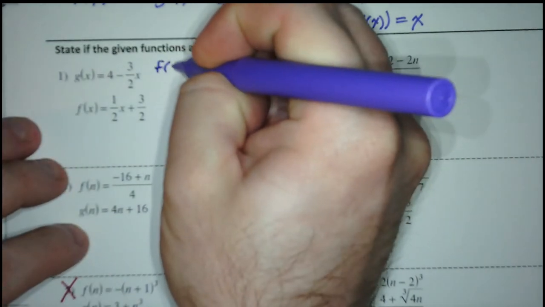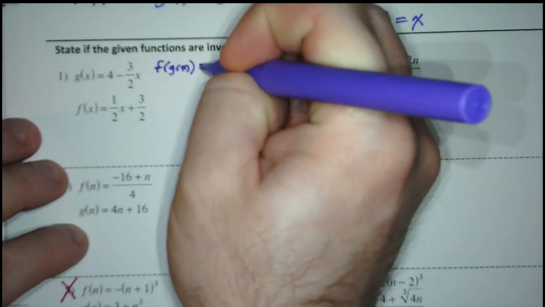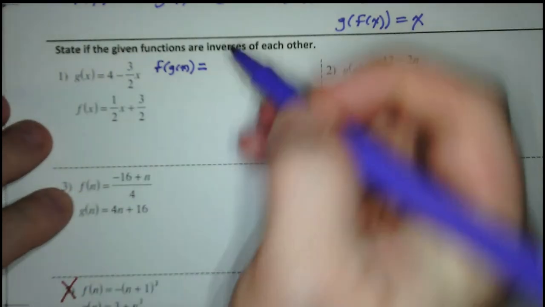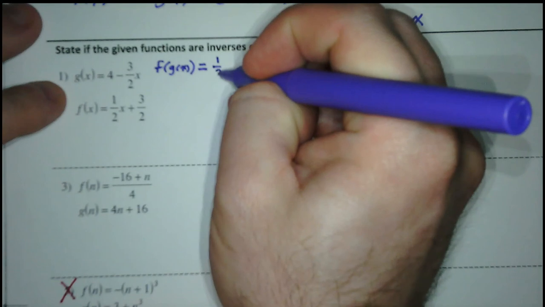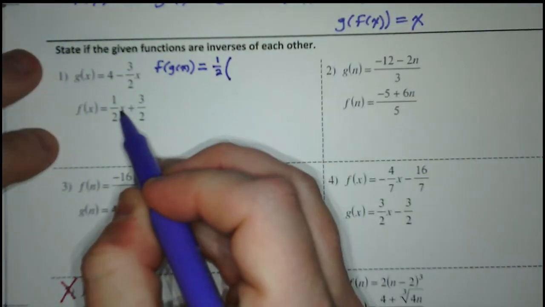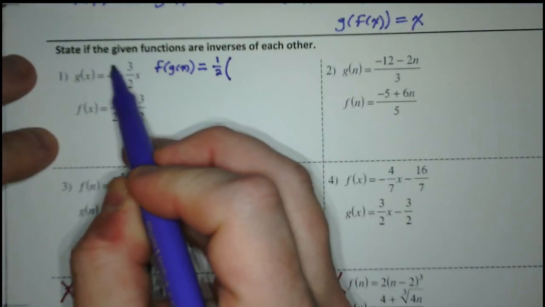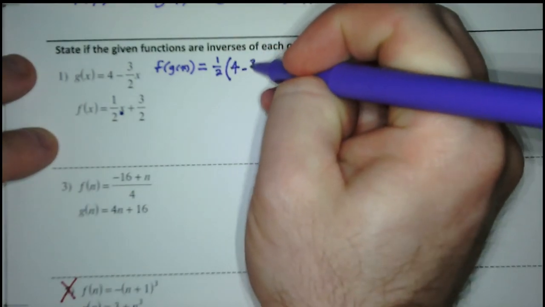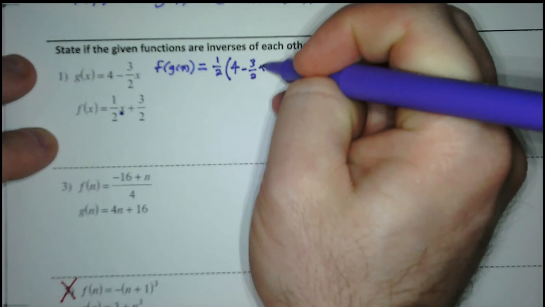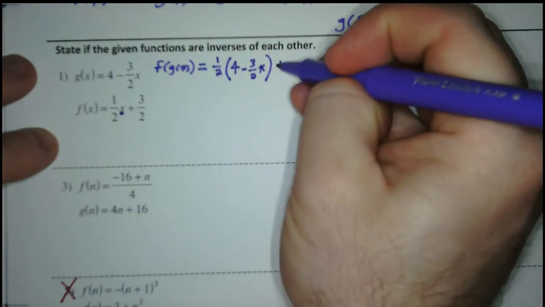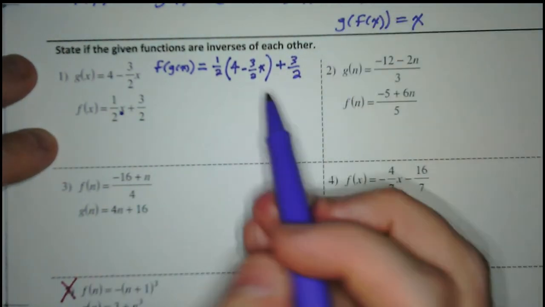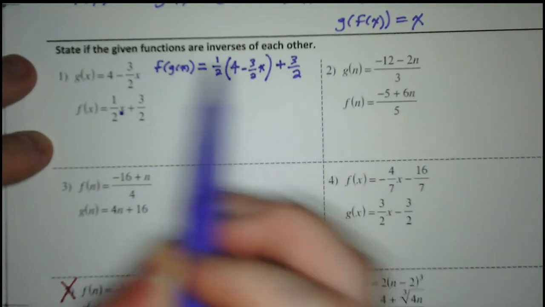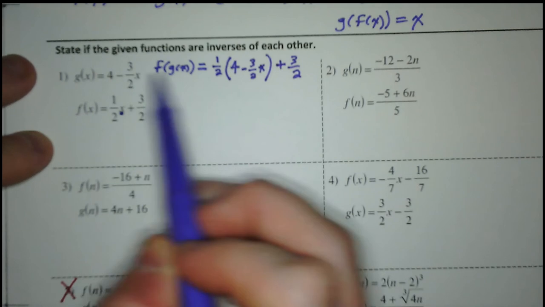So down here, hopefully I have enough room here. f of g of x. If I were to plug the entire g function into the f function, that would be 1/2 times, okay, so we're plugging in the entire g function in for x, 4 minus 3/2 x, and then plus 3/2. So you see how this was 1/2 x plus 3/2, but you plugged in the entire g function.